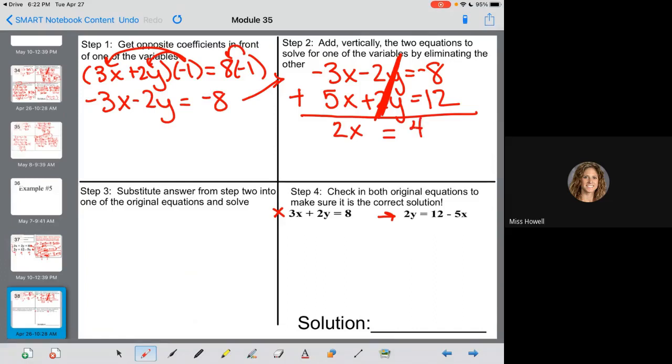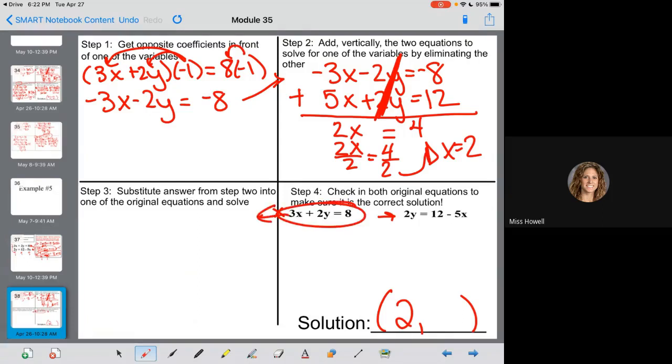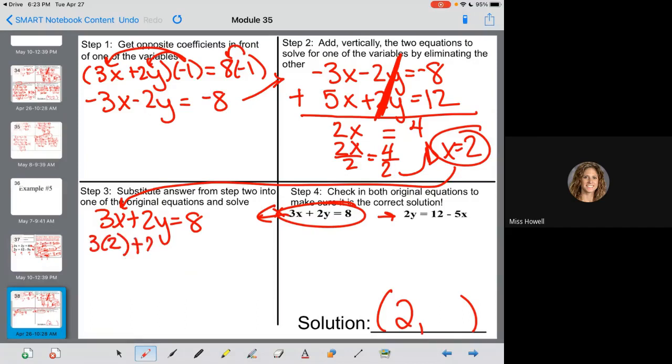One step from there, we're going to divide both sides by 2 to get that our x value is a 2. We think our solution is at 2 comma something. We're just not quite sure yet what. I'm going to go ahead and use this guy, bring it over: 3x plus 2y equals 8. Again, I could have used the 2y equals 12 minus 5x. I can use either of the originals. I'm taking this x equals 2 and substituting it in to solve for y. So 3 times 2 plus 2y equals 8, or 6 plus 2y equals 8.